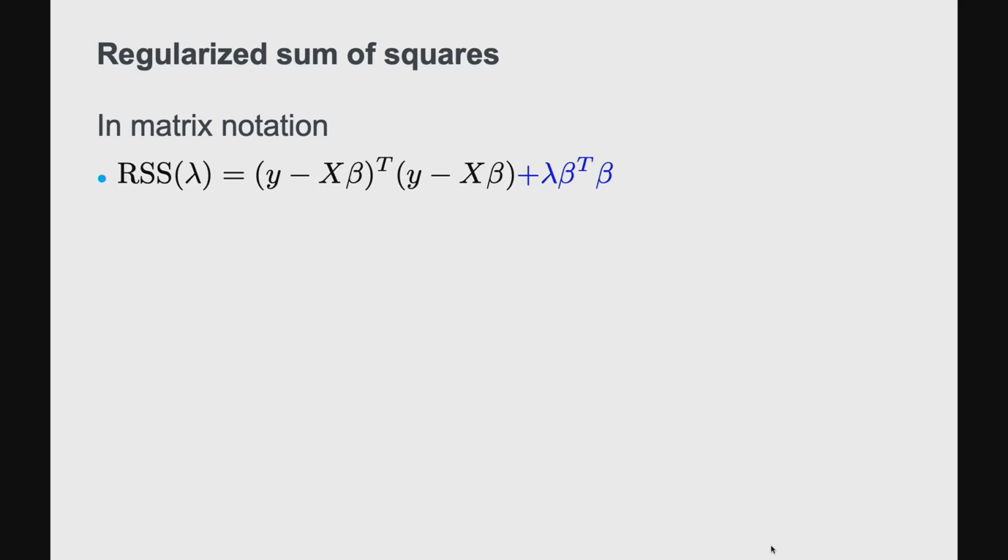And plus lambda beta transpose beta. Beta is a vector, beta 1, beta 2, beta 3, and so on. So we have the row vector of beta times the column vector of beta. And again, this gives us a scalar, and the larger the values in this beta, the higher the punishment. And the lambda is for us a variable to adjust how much punishment we want to give.